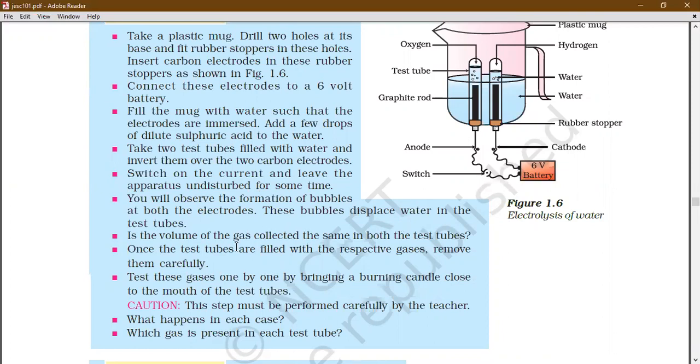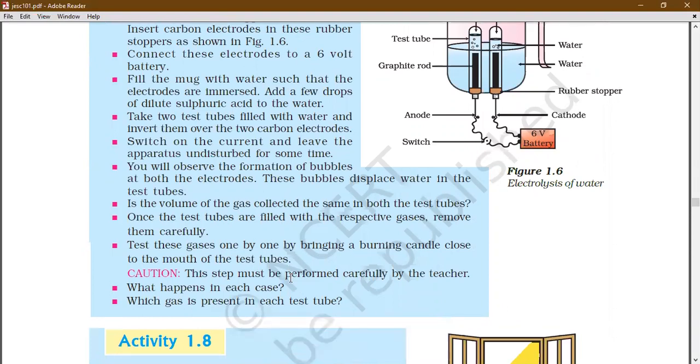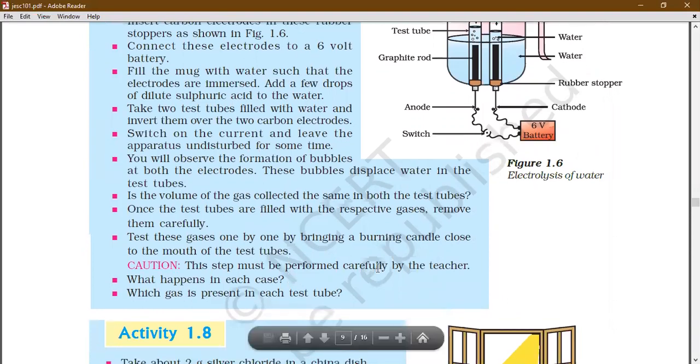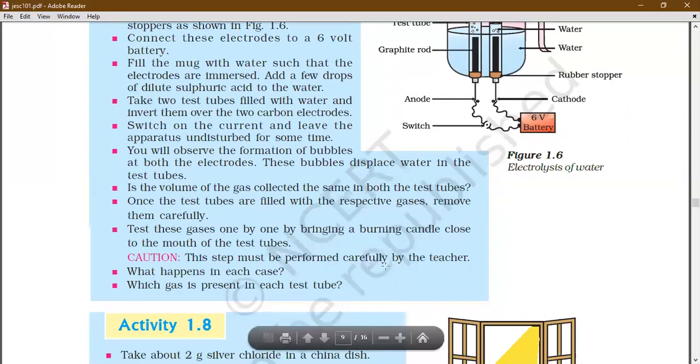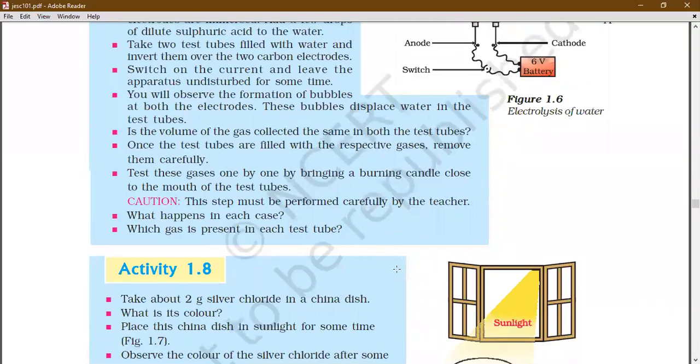Is the volume of the gas collected the same in both the test tubes? Once the test tubes are filled with the respective gases, remove them carefully. Test these gases one by one by bringing a burning candle close to the mouth of the test tubes. Caution. This step must be performed carefully by the teacher. What happens in each case? Which gas is present in each test tube?